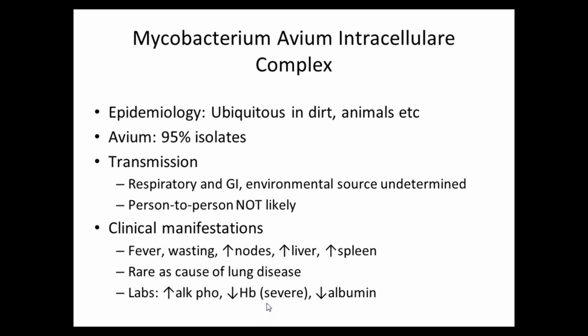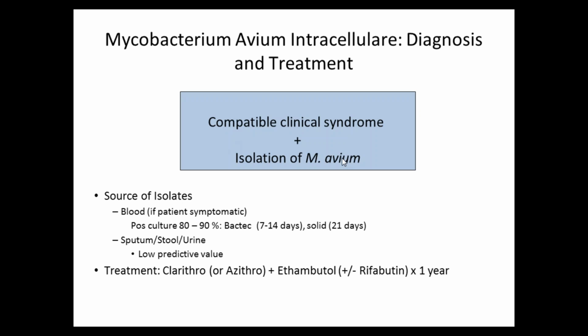Okay, those are not uncommon. So how do we make the diagnosis of MAC? Well, the first thing is a compatible clinical syndrome, and then we isolate MAC, and most typically we isolate it from the bloodstream, all right? And if the patient is symptomatic, you can get a positive culture in as little as a week using a BACTEC system. This is liquid media. Getting it from stool or sputum, you can get it there. It's a pretty low predictive value, but on the other hand, if someone has it in their sputum and they're sick, then you go ahead and treat them.